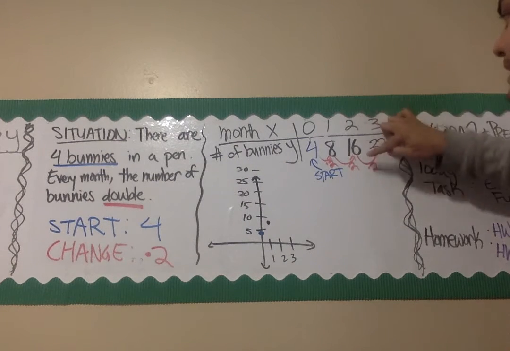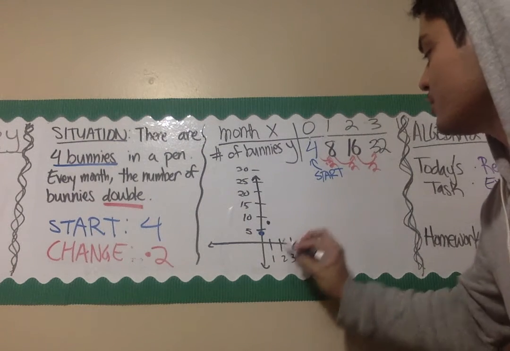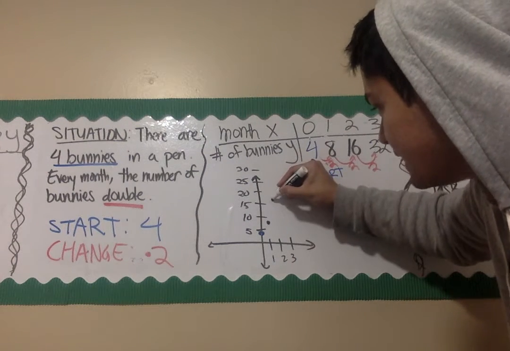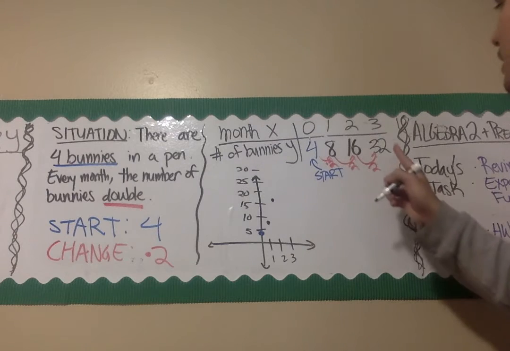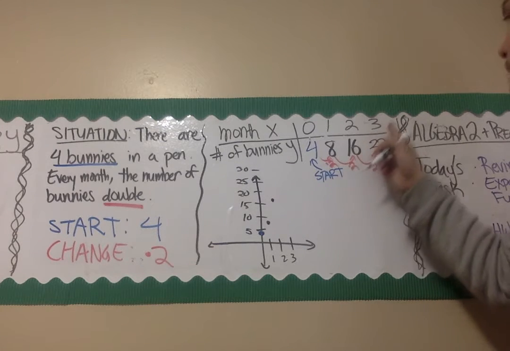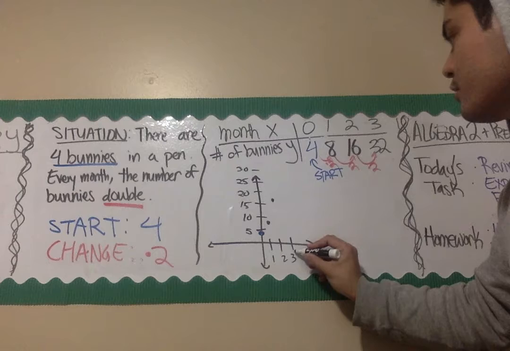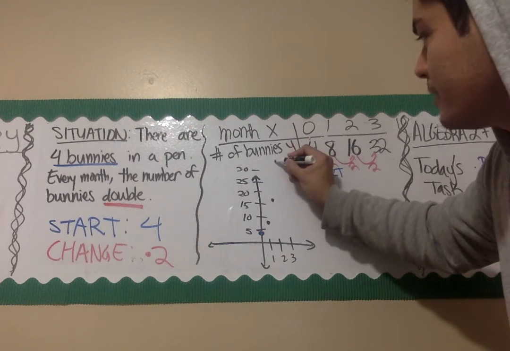Next is 2, 16. So I go x equals 2, and I go all the way up to 16. X is 3, y is 32, so 3 all the way up here, 32.